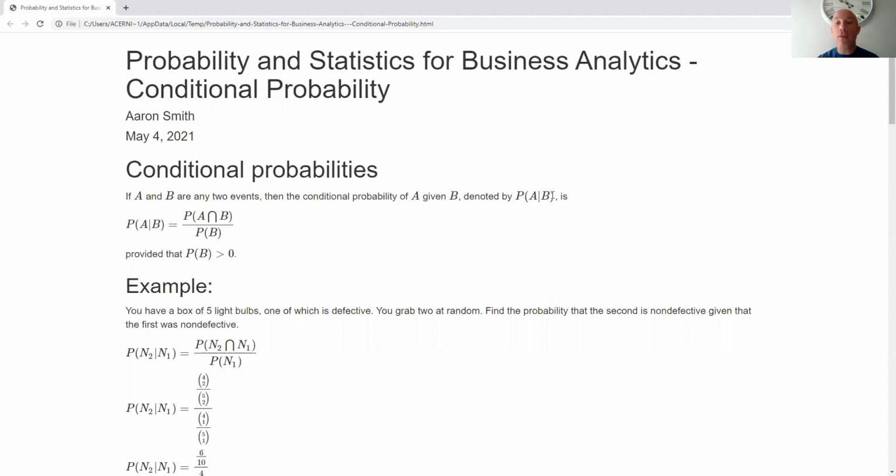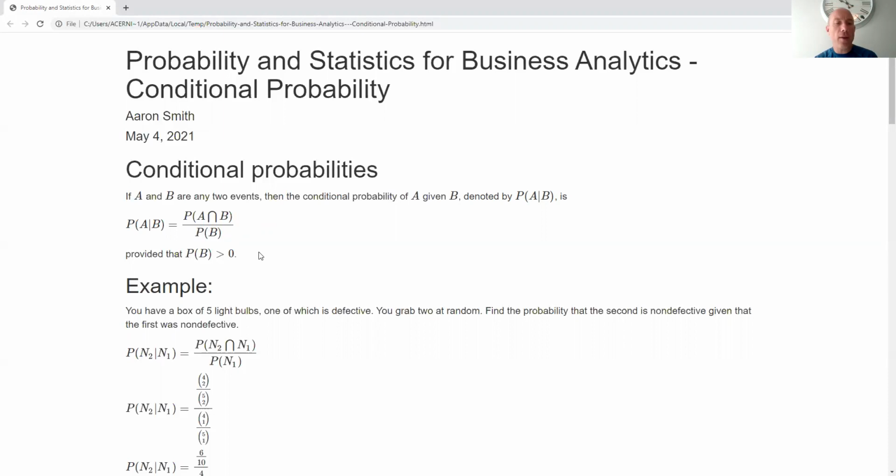When I say given, I'm saying that I know that the event B is 100% going to happen or did happen. Our formula for this is: the probability of A given B is the probability of A and B happening divided by the probability of B. And this only makes sense if the probability of B is greater than 0. Otherwise, we can't do division.